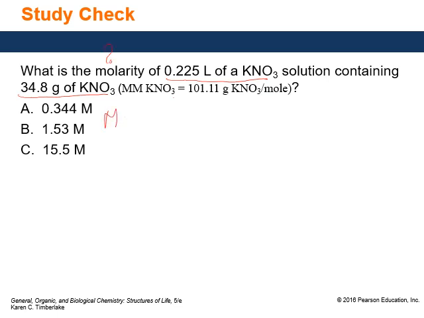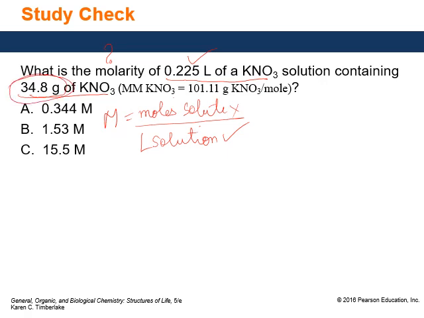What is the formula that we know for molarity? We know it's moles of solute divided by liters of solution. Do we have moles of solute given to us? No. Do I have liters of solution given to me? Yes, that's right here. But instead of moles, is there any other information that's given to me? I have been given grams of solute. So again, I can go from grams to moles. How? Using molar mass. Grams of KNO3 are given to me.